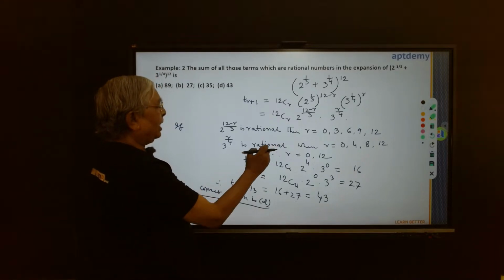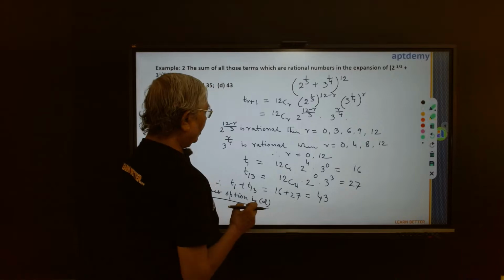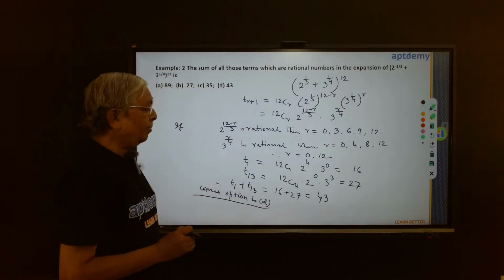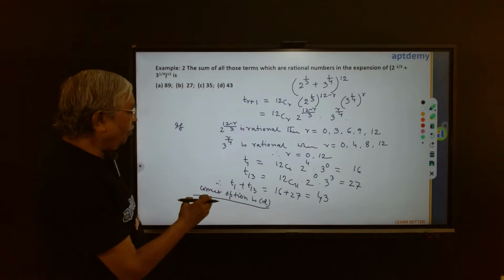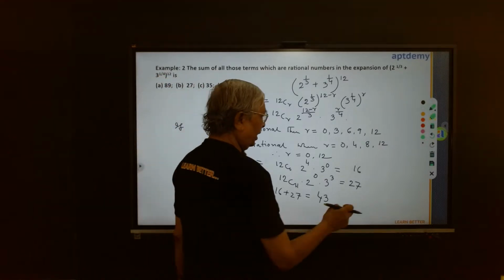So put first r equal to 0, t1 equal to 16, and r equal to 12, t3 equal to 27. Next, find their sum, that is 43. So the correct option is D.